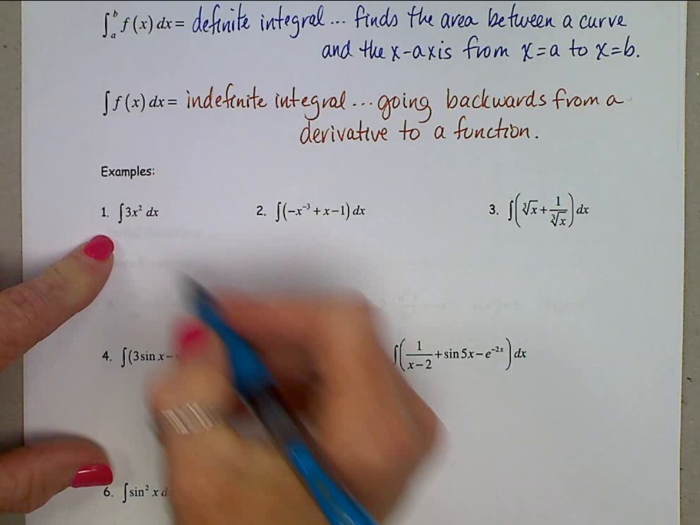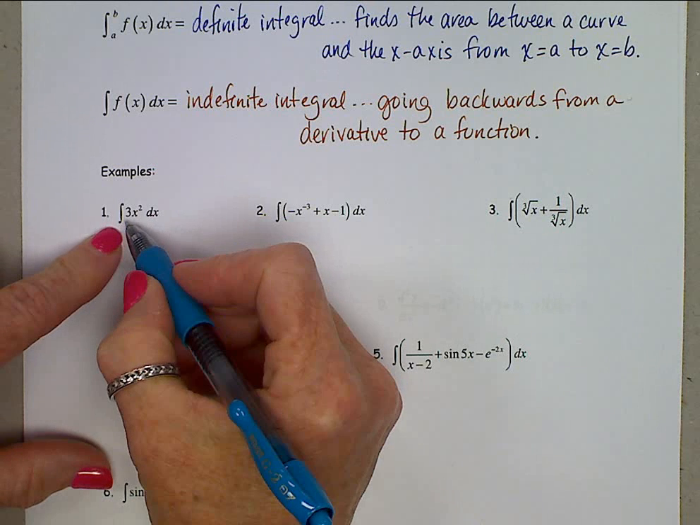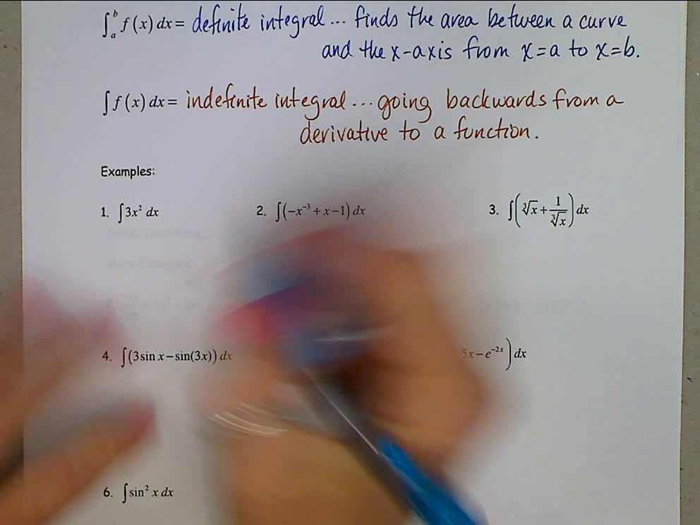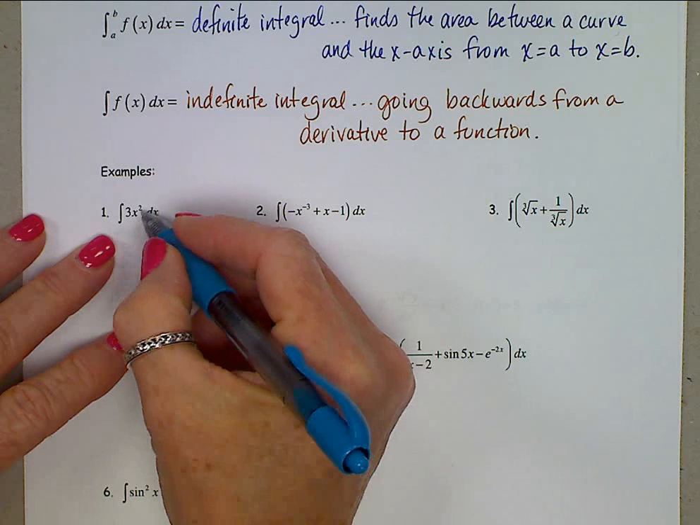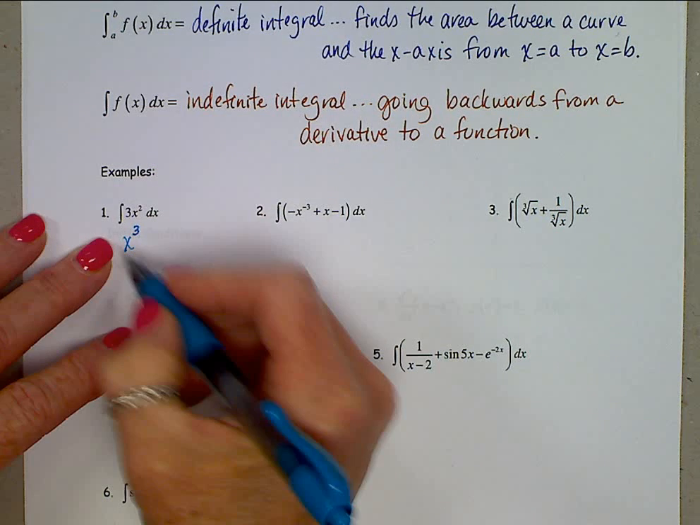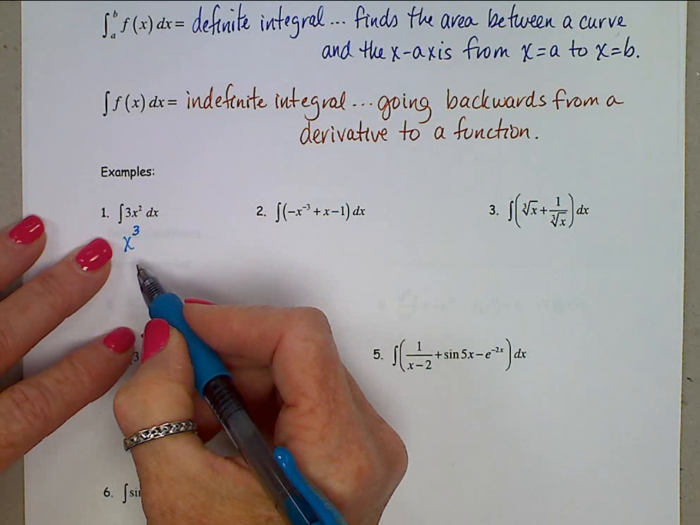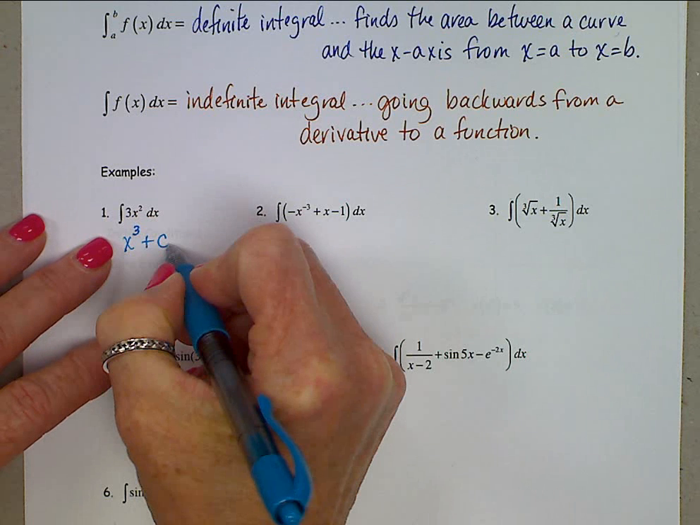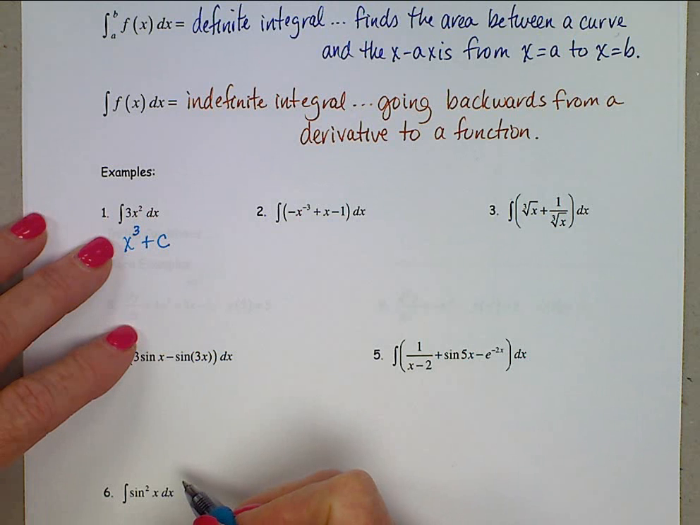Going backwards from 3x squared, from this derivative to the function. We'll do an antiderivative here. And x cubed will give us 3x squared. Don't forget now we have that constant here, plus c.